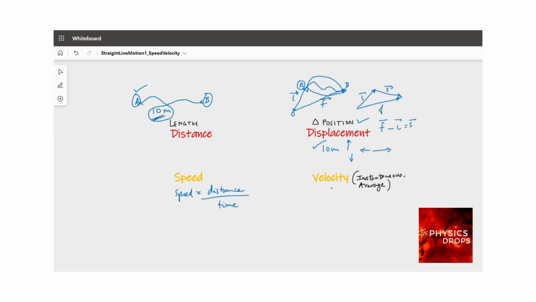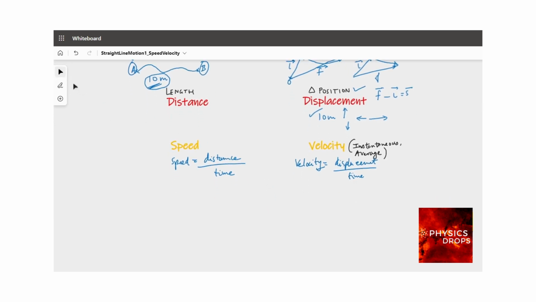But is velocity the same as speed? No, not necessarily. Velocity is a vector quantity. Velocity is displacement over time. So how much have I changed my position over time? That is velocity. In fact, to be specific, we need to understand two types of velocity here. Two ways it is described. Let's say I move from point A to point B.